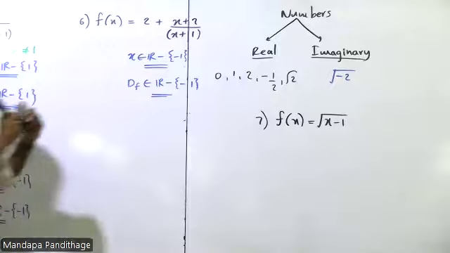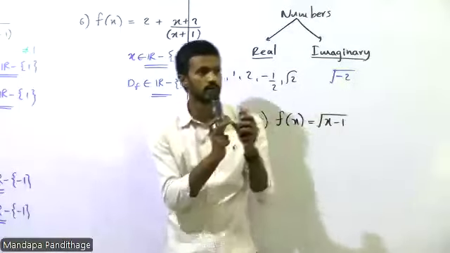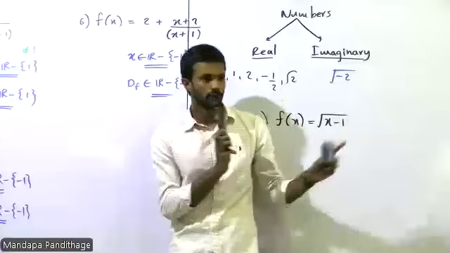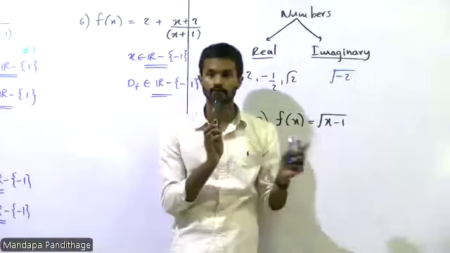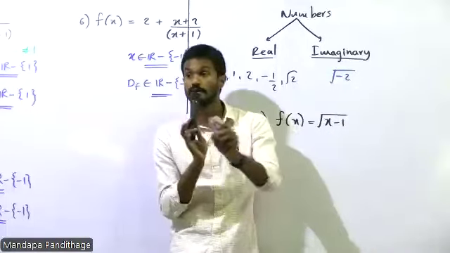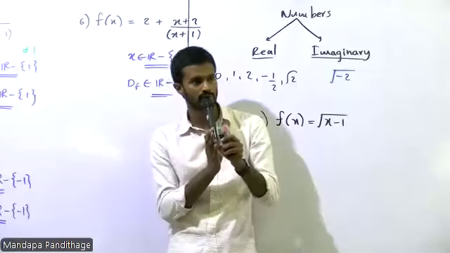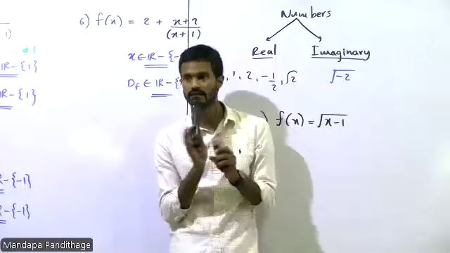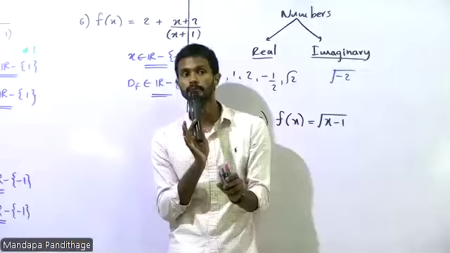Okay, now we know that if the number inside the square root is negative, it's not a real number. If it is negative, it is not a real number.